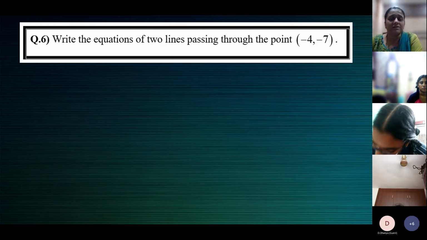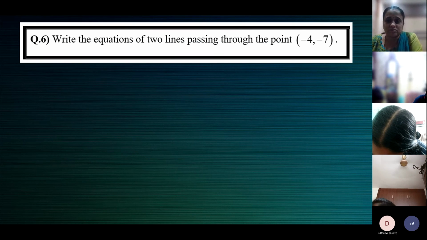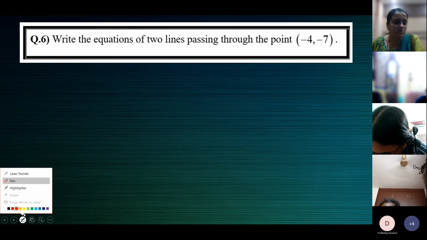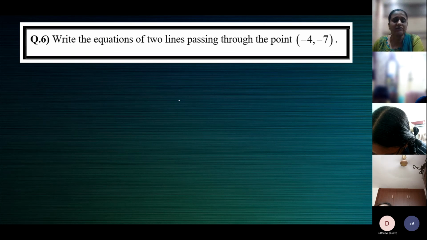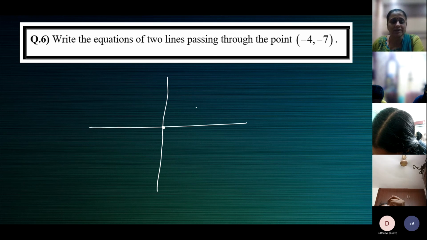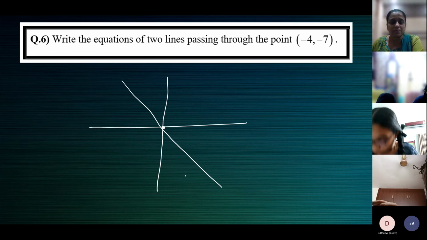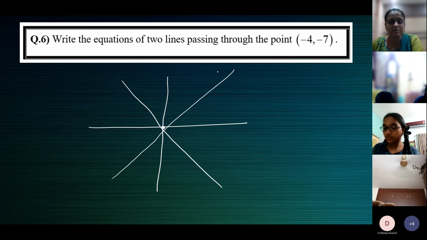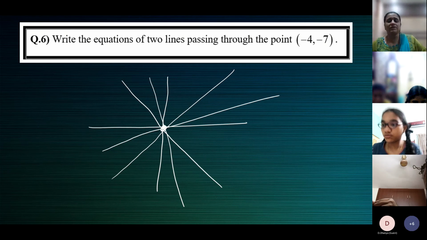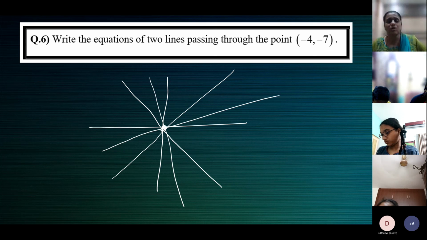Write the equations of two lines passing through this point. Let's understand the question first. Theoretically, we know that when you're given a point, there are infinitely many lines passing through it. Yes or no, children? Do we know this? Given a point, there are infinitely many lines passing through it.